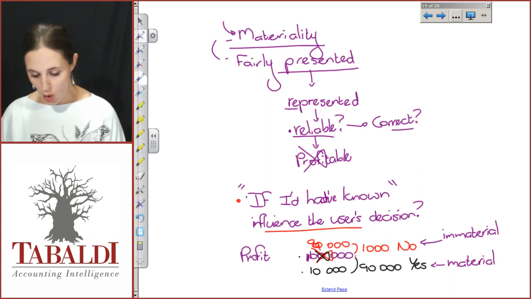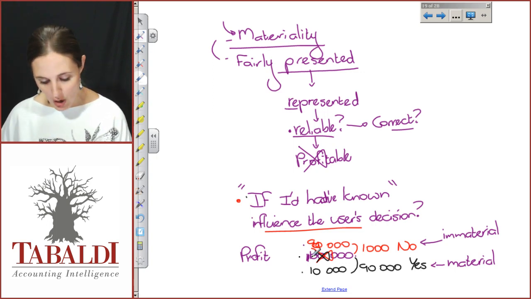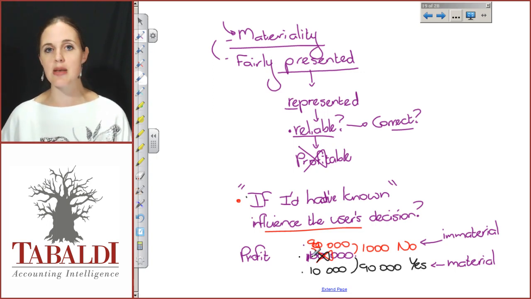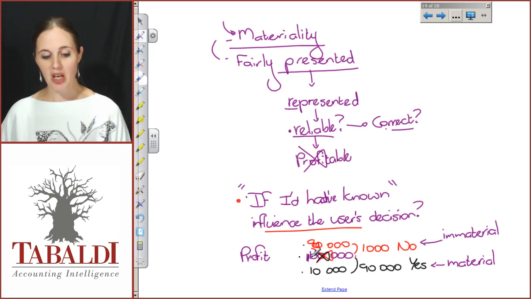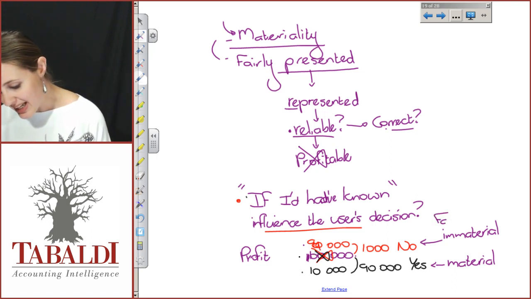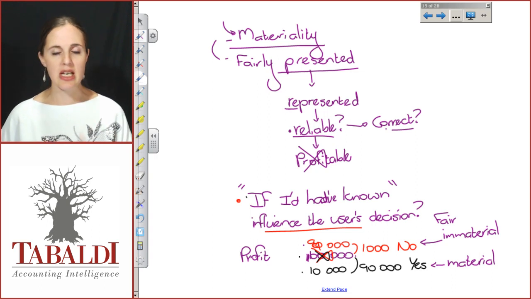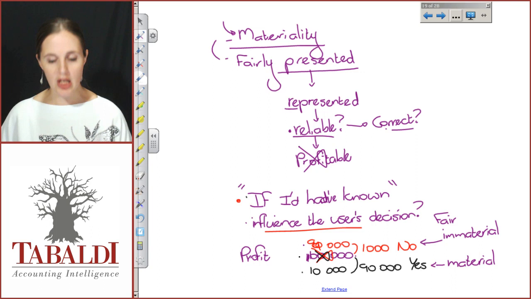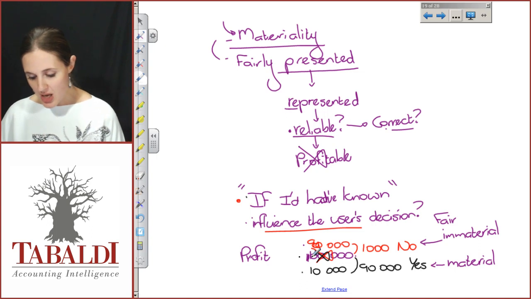In this case, we talk about the fact that even though this is misstated, even though our 99,000 rand is misstated, so it is incorrect, it is not 100% correct, it is still considered fairly presented. Even though it's not perfectly accurate, it is still fairly presented because it will not influence the user's decision. The misstatement will not influence the user's decision.